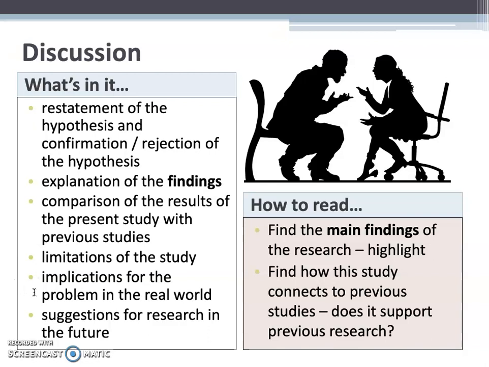They'll talk about the implications of their study and how it could solve problems in the world. They'll talk about the suggestions that they offer for other people doing research in the future. And somewhere in here will be their conclusion. Sometimes the conclusion is embedded in their statement about their hypothesis. Often it's embedded in the implications for the way that the problem could be solved in the world.